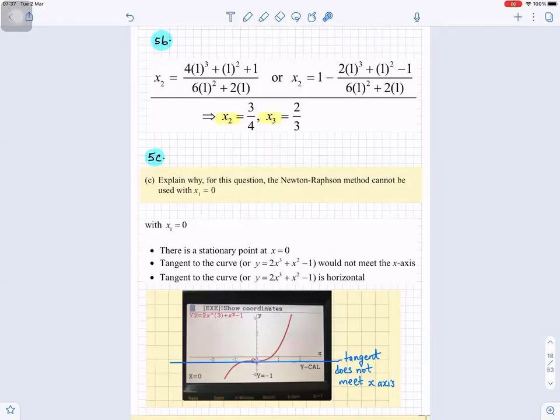When x1 is equal to 0, there is a stationary point at x equals to 0. So when x is 0, you come to the graph, there's a stationary point. So the tangent to the curve would not meet the x-axis. So the tangent just goes straight across. The tangent to the curve is horizontal. See that horizontal line there? So that's why you cannot use it. There's a stationary point at x equals to 0, and the tangent to the curve does not meet the x-axis or is horizontal.